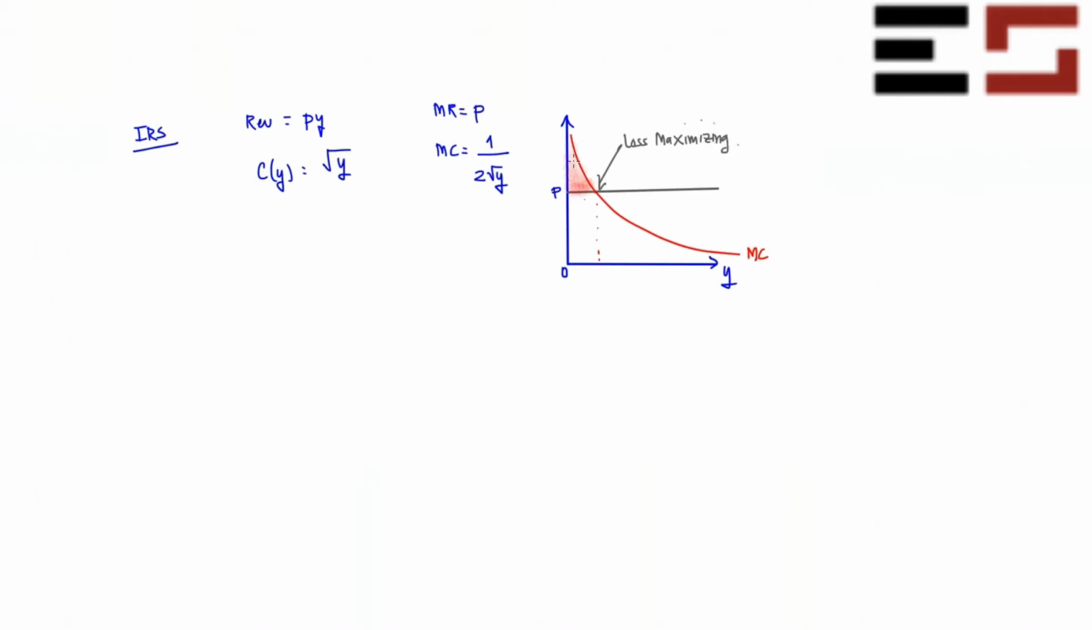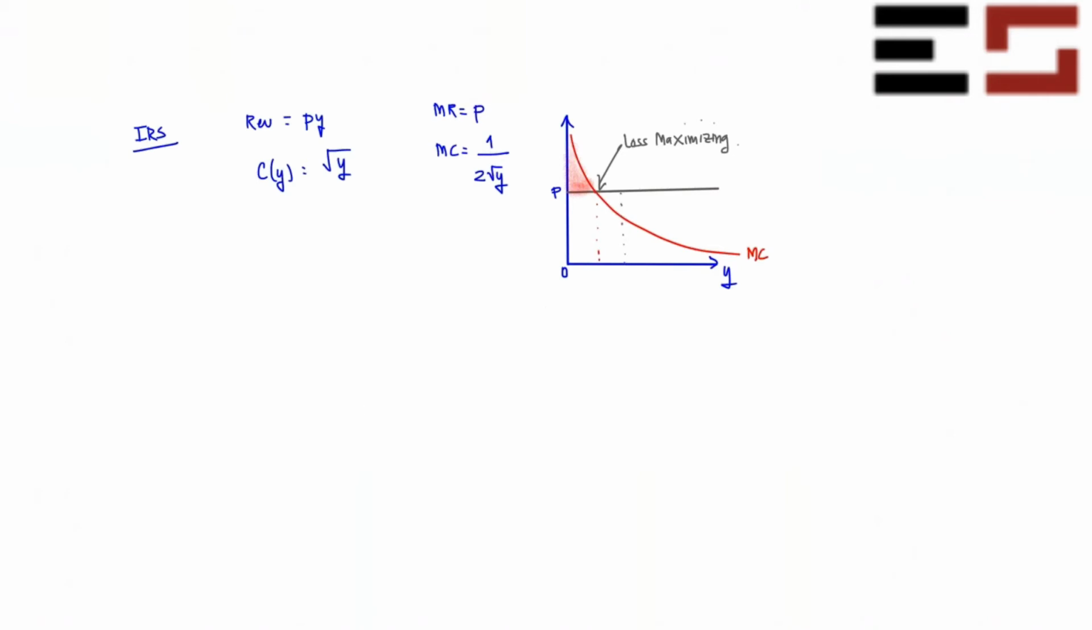Why is it loss maximizing? Because if you go to the right of it, you will end up reducing the loss. If you go to the left of it, you will also end up reducing the loss. If you remember, when we plotted up till this quantity, the loss was less. Now let me show that if you choose this quantity, the loss will be lesser again.